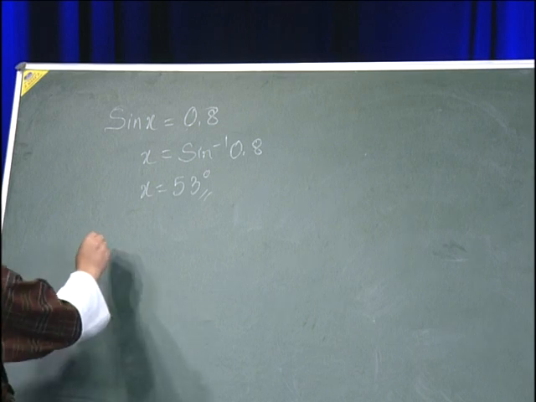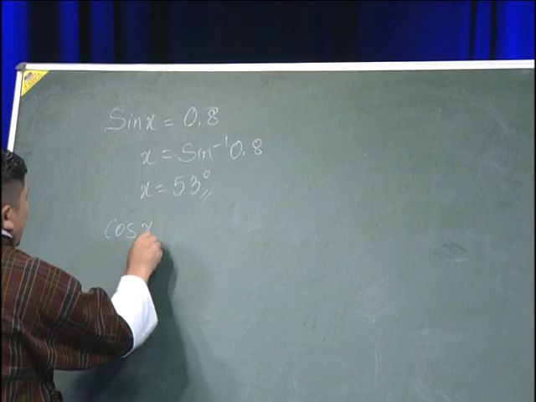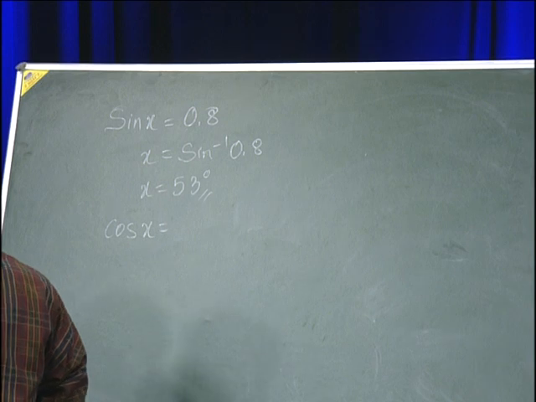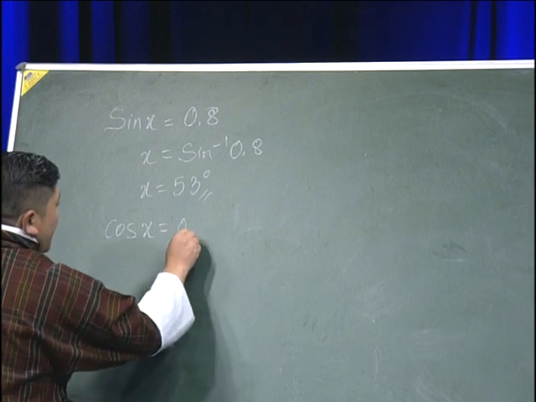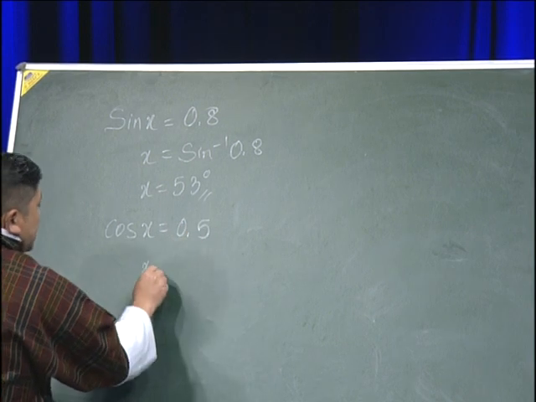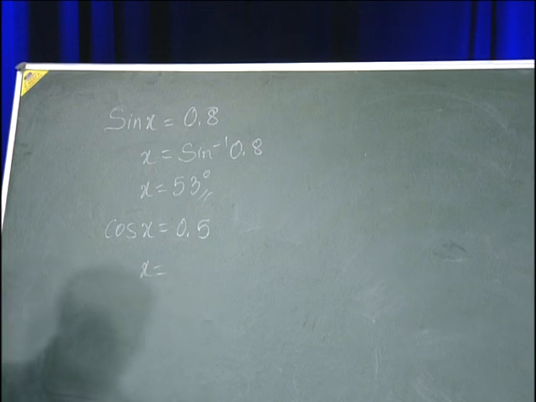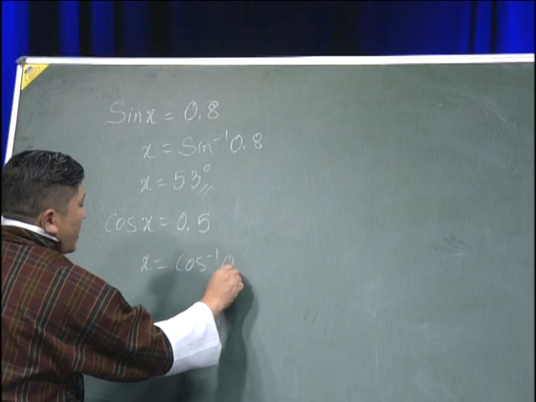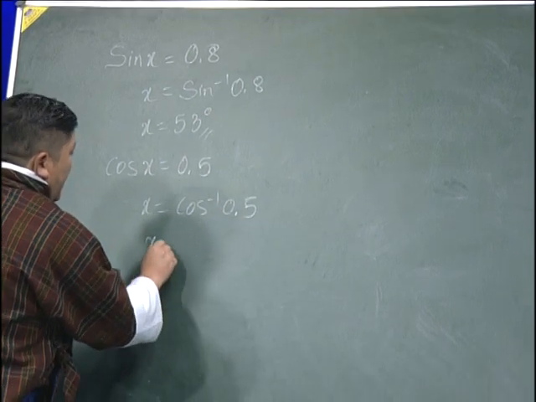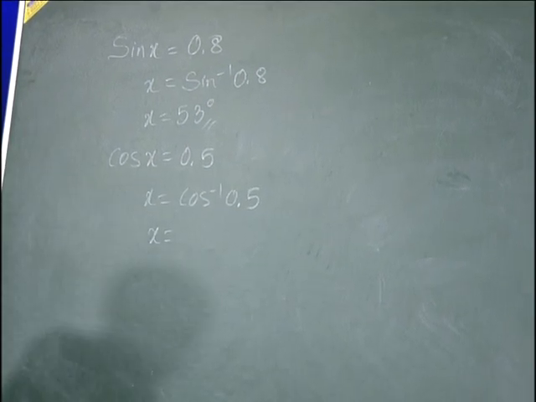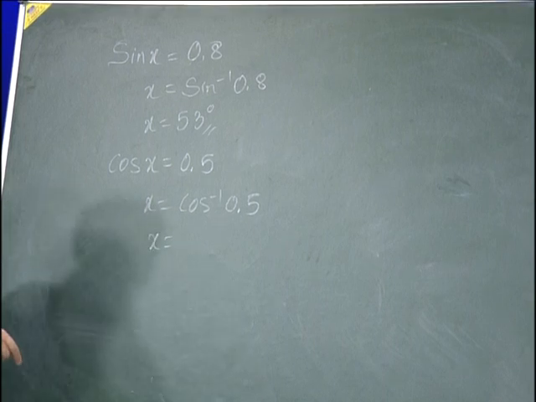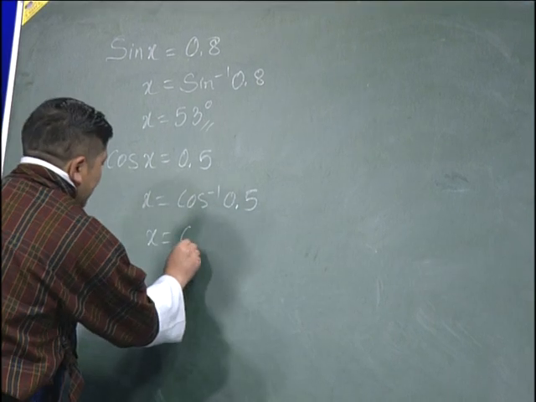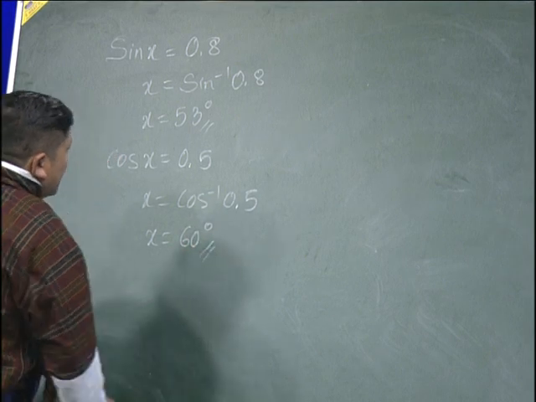Then now cos of an angle. The second question says cos of an angle is 0.5. Now how to find out angle x? Again similar. You will be applying cos inverse 0.5. So again press shift, then press cos. After pressing shift, then you are going to get 60 degree. So this is how it is.